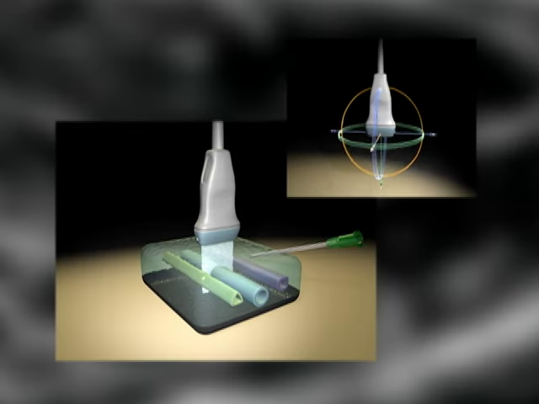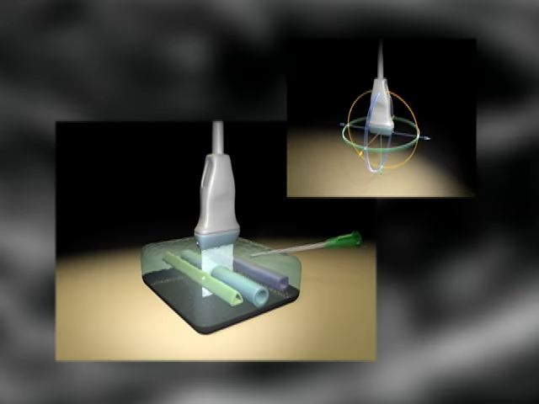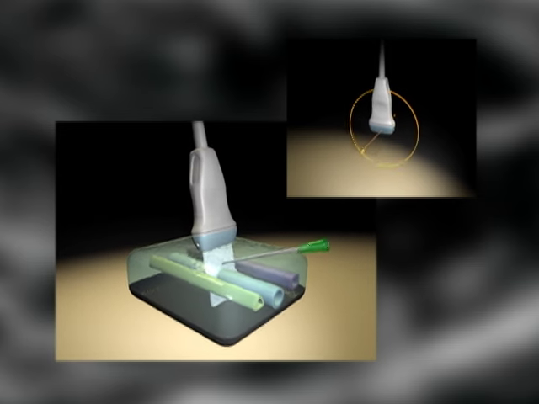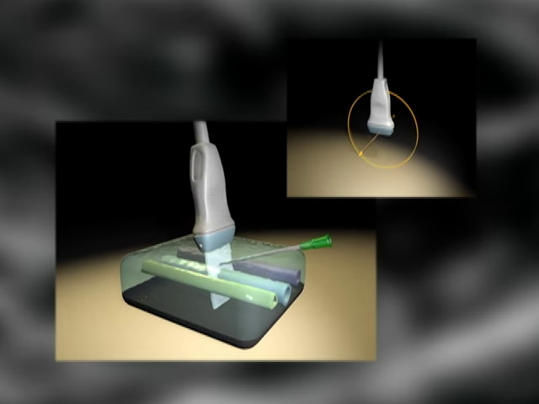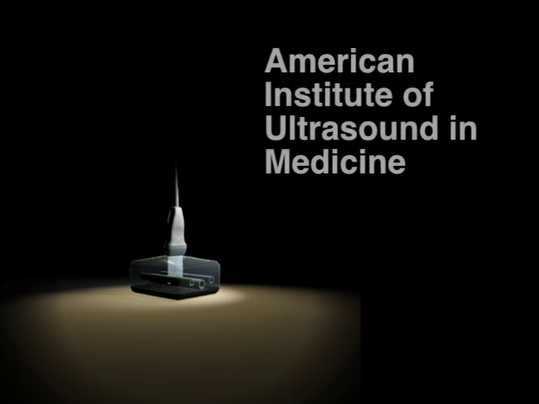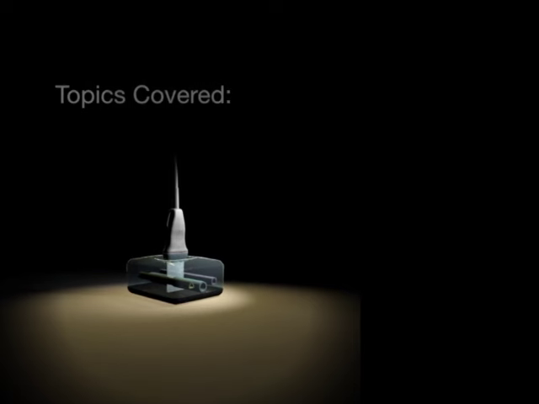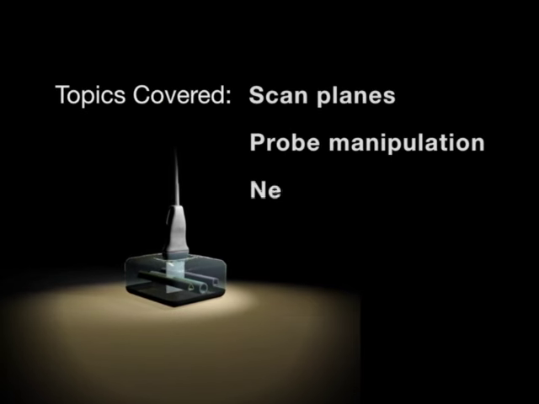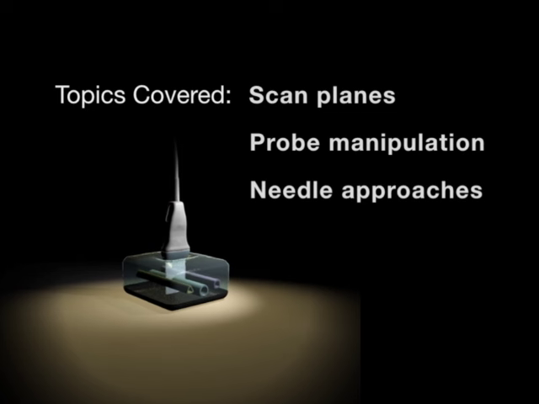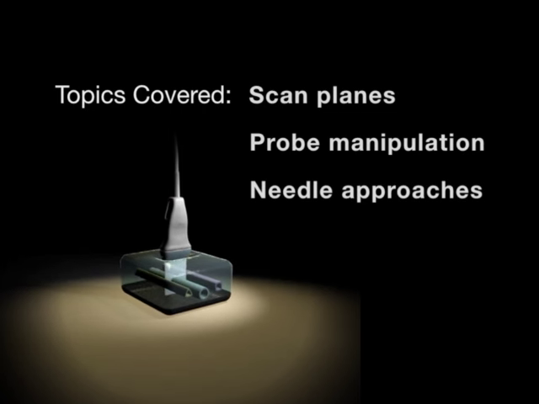When discussing ultrasound-guided peripheral nerve block technique, it is useful to describe basic nomenclature for needle and probe manipulation. Much of this is derived from the American Institute of Ultrasound in Medicine standards. We will describe the two basic scan planes, the five probe manipulation maneuvers, and the two needle approaches.